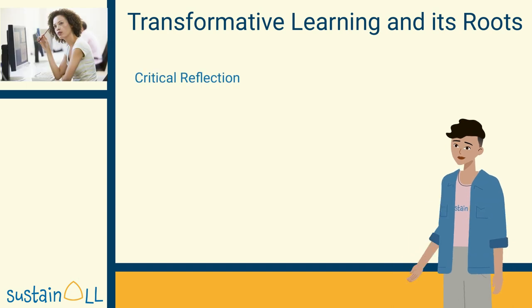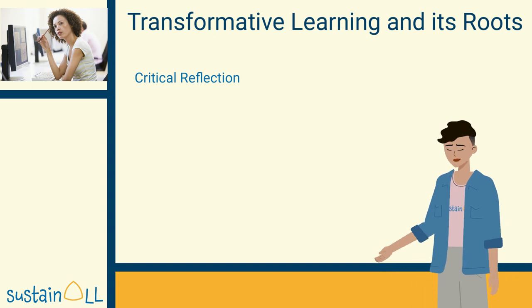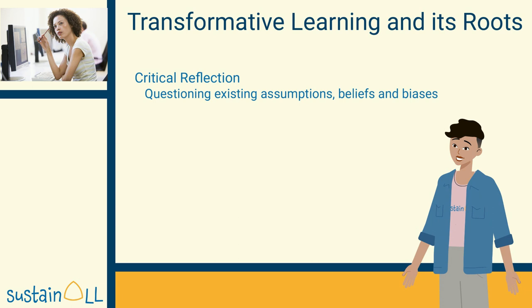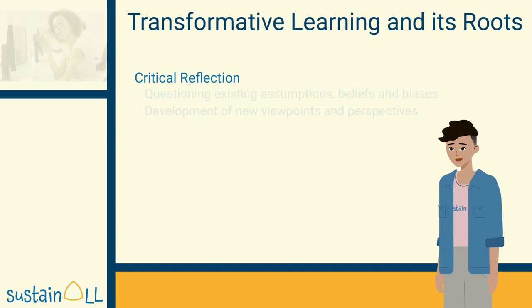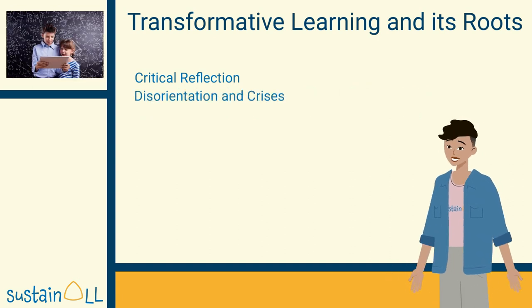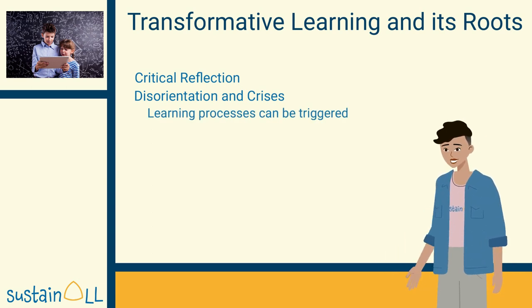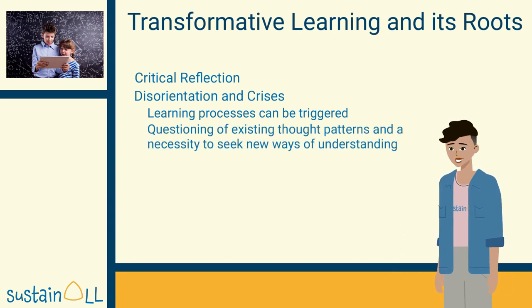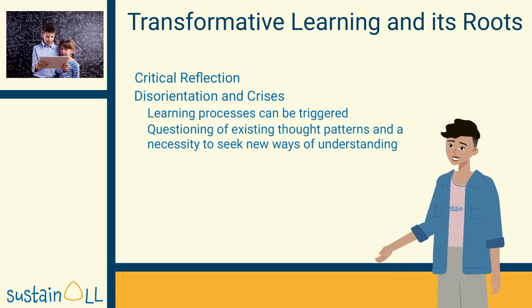Critical reflection. A central element of transformative learning is critical reflection. This involves questioning existing assumptions, beliefs, and biases. Critical reflection enables the development of new viewpoints and perspectives. Disorientation and crises. Transformative learning processes can be triggered by disorienting experiences or crises. These experiences lead to a questioning of existing thought patterns and a necessity to seek new ways of understanding.